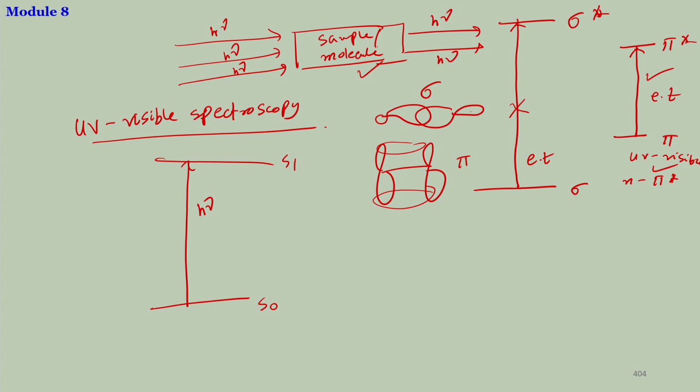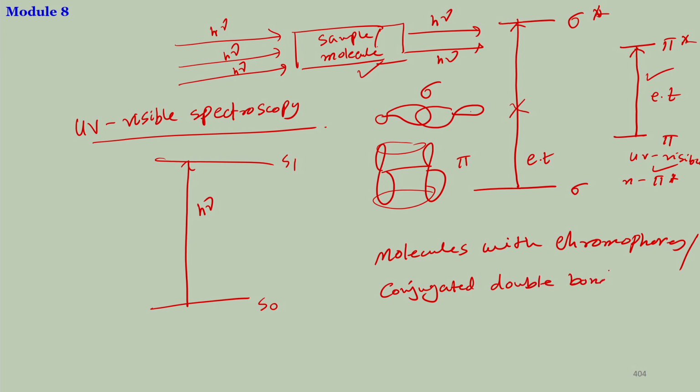In other words, it means the molecule must have pi electrons, high pi electron density, and that is why we say that every molecule that absorbs in the UV visible region must have a chromophore. So, molecules with chromophores or conjugated double bonds will be UV or visible active, meaning they can absorb UV or visible radiation. So, all molecules that will show an absorption spectrum in the UV visible spectroscopy must have a chromophore or must have conjugated double bonds.